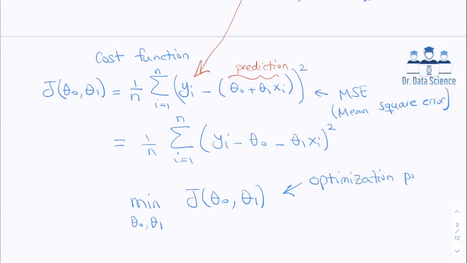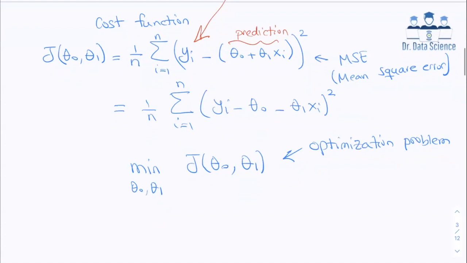And this is what you see in almost any machine learning algorithm, that you have a cost function and you're trying to solve the corresponding optimization problem. So in this case, we want to find values of theta 0 and theta 1 that will minimize this cost function. So the problem here, compared to what you have seen in calculus, is that we have two variables.